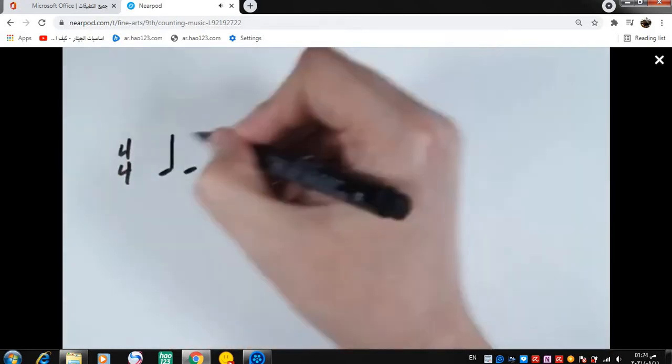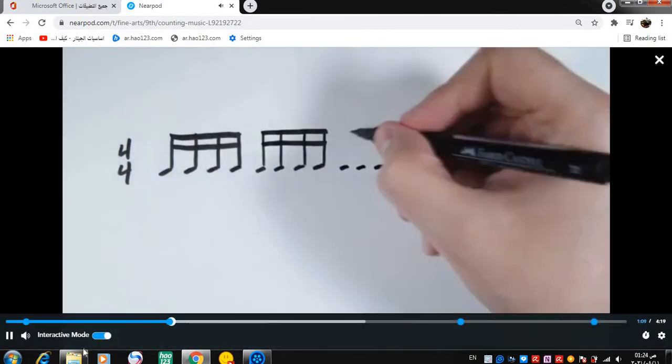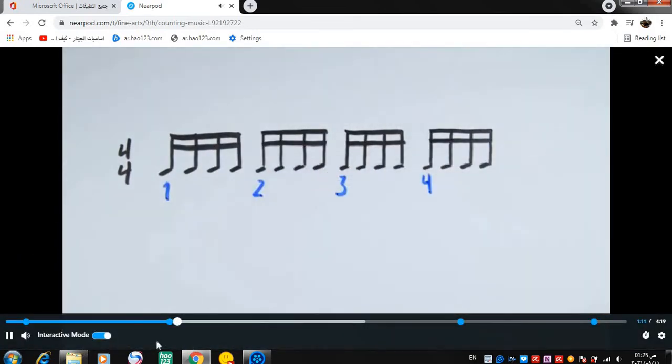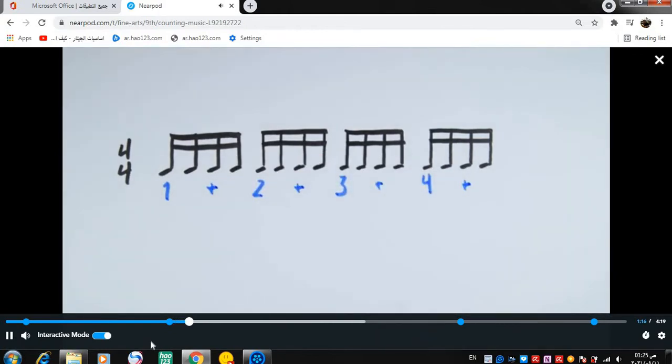Let's fill in what we know so far. We know that each downbeat gets a number, in this case 1, 2, 3, 4. We also know the upbeat gets the syllable "and." Now let's fill in for the new 16ths. The second 16th of each group gets "E," and the fourth 16th of each group gets "A," giving us 1 E and A. So this measure of 16ths would be counted like this. 1 E and A, 2 E and A, 3 E and A, 4 E and A.